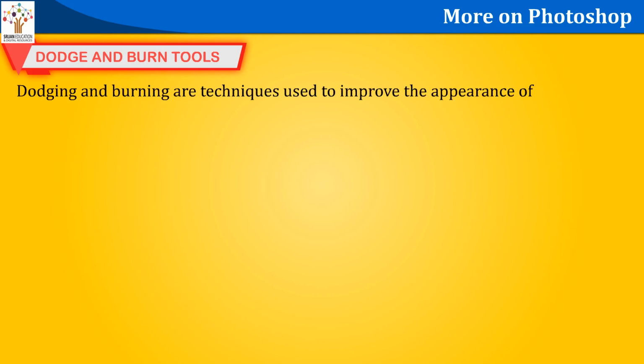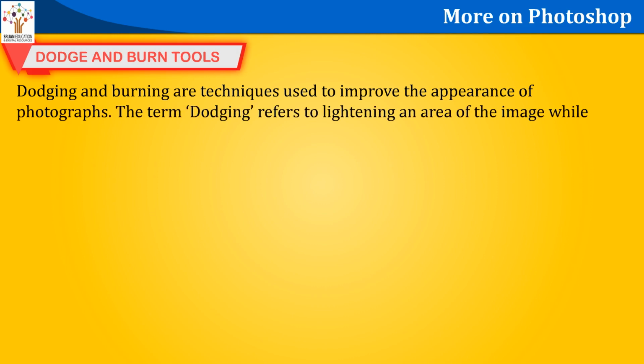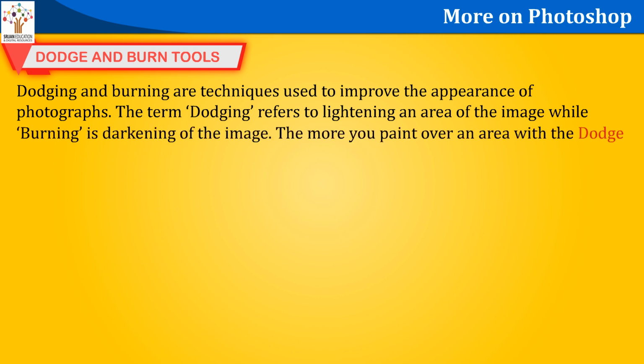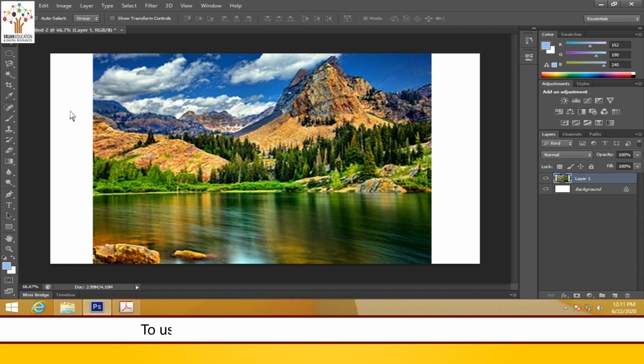Dodge and burn tools. Dodging and burning are techniques used to improve the appearance of photographs. The term dodging refers to lightening an area of the image, while burning is darkening of the image. The more you paint over an area with the dodge or burn tool, the lighter or darker it becomes. To use the dodge tool or the burn tool, follow these steps.